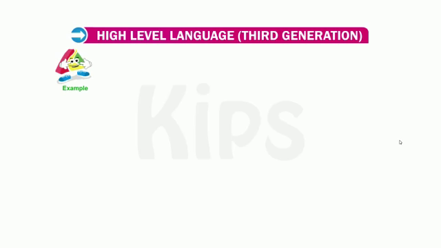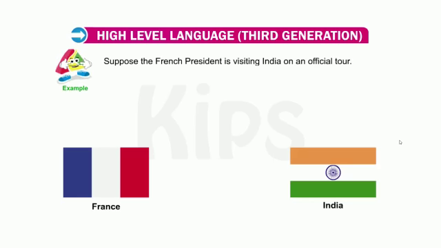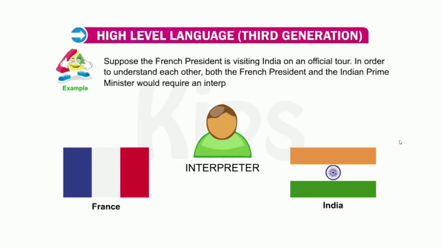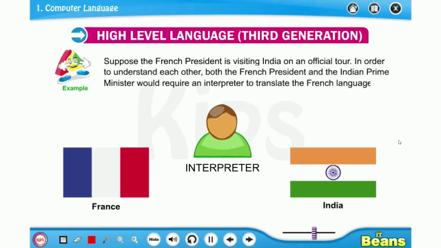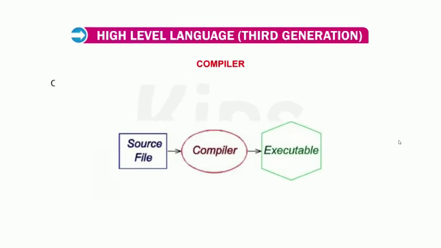Let us take an example. Suppose the French president is visiting India on an official tour. In order to understand each other, both the French president and the Indian prime minister require an interpreter who can interpret French language into English language and vice versa.